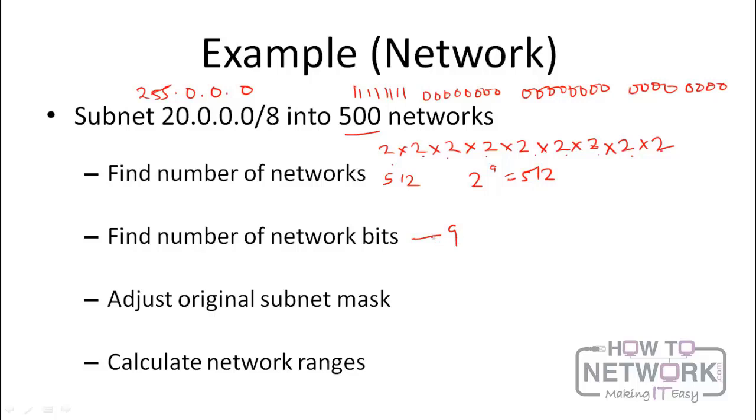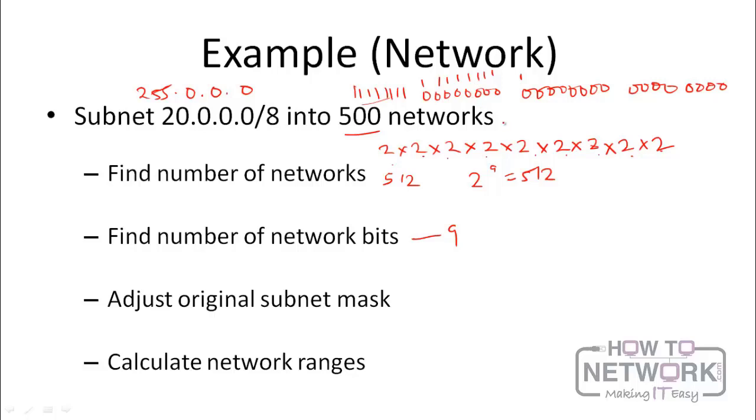The next thing to do is adjust the original subnet mask. How do we adjust it? Remember that we had 255.0.0.0, which we expanded into binary. What we're going to do is increase the number of ones by 9. So we're going to have 1111 1111, and then another one here, and then the rest of those are going to be zeros. So the subnet mask is 1111 1111, 1111 1111, then 10000000, and then all zeros.